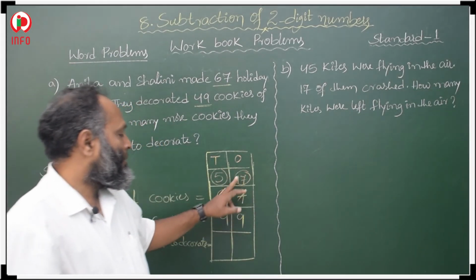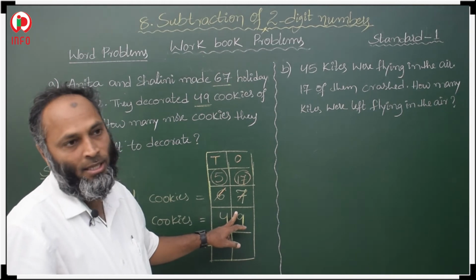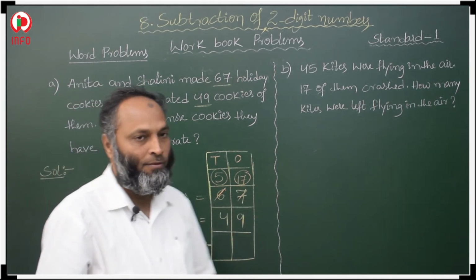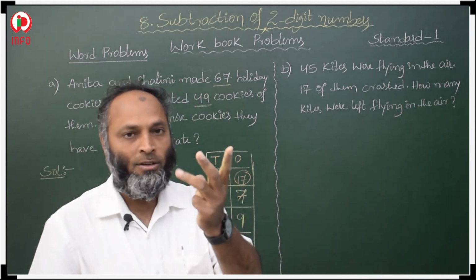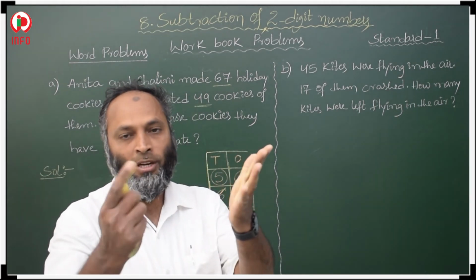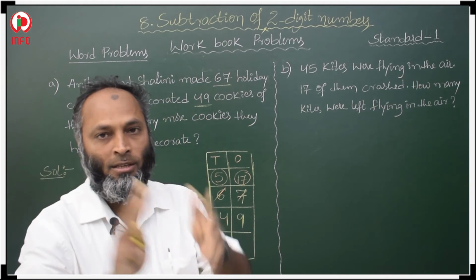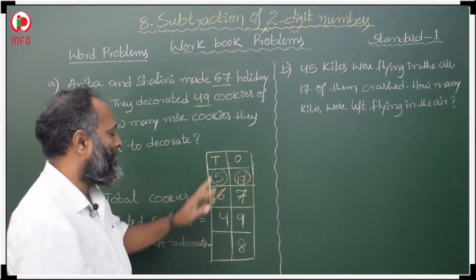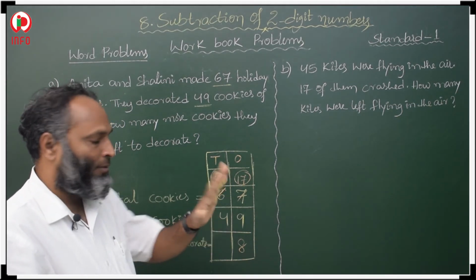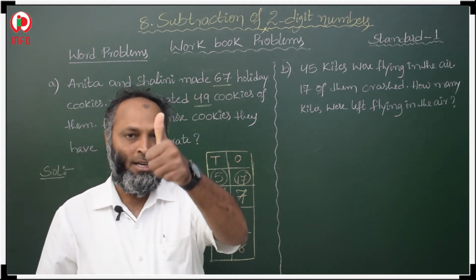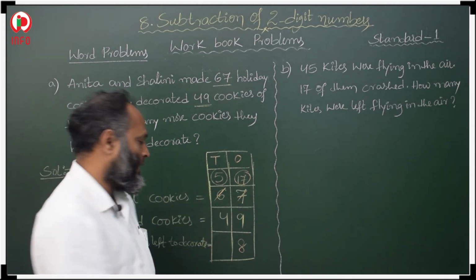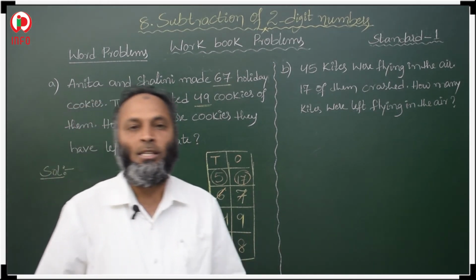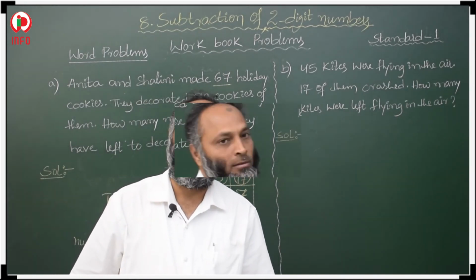So from 17 we have to minus this 9. How to minus? From 9 to 17 we have to count: 10, 11, 12, 13, 14, 15, 16, 17. It is 8. 17 minus 9 is 8. And 5 minus 4: in that 5 you minus 4, then you will get 1. Okay, 18. So 18 cookies are left to decorate.